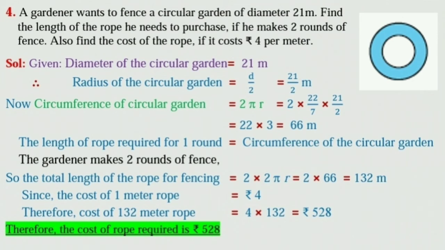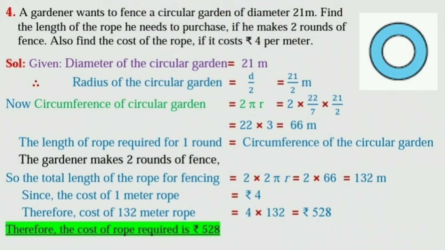Sum number 4. A gardener wants to fence a circular garden of diameter 21 meter. Find the length of the rope he needs to purchase if he makes 2 rounds of fence. Also, find the cost of the rope if its cost is rupees 4 per meter. Now solution. Given diameter of the circular garden is equal to 21 meter. Therefore, the radius of the circular garden is equal to D by 2, which is 21 by 2 meter.